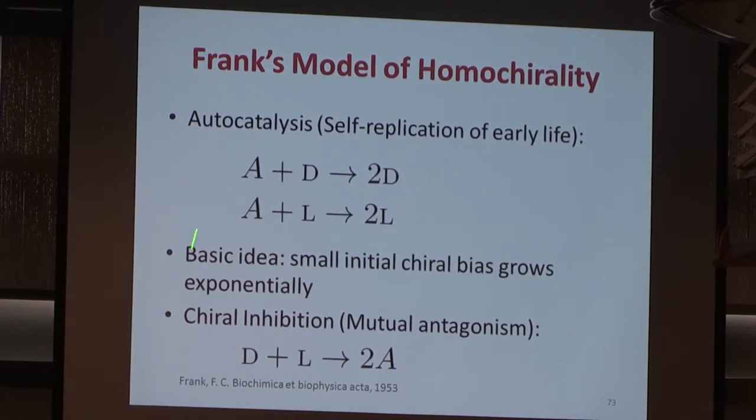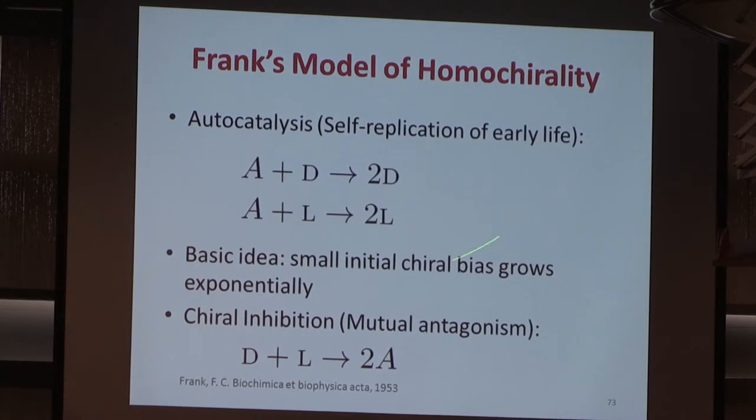Some species that is not chiral, and then a D and a right and left-handed chiral version. So these are self-replicating autocatalytic reactions meant to indicate chemical processes that produce chiral molecules. The basic idea is that if you have an initial chiral bias, initial handedness, that will then grow exponentially as autocatalysis proceeds, as life evolves.